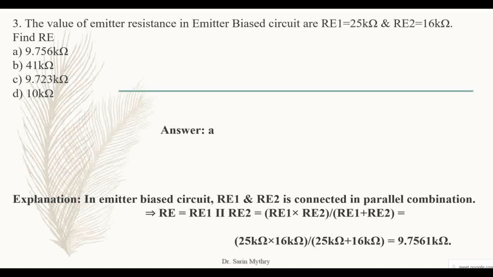Since RE1 and RE2 are connected in parallel, you are supposed to apply the parallel combination formula. So what is the formula? RE is equal to RE1 in parallel with RE2, which is R1 R2 upon R1 plus R2. Apply this formula: R1 is 25, R2 is 16, and on simplification you get 9.756 kilo ohms. I hope this solution is clear to you.